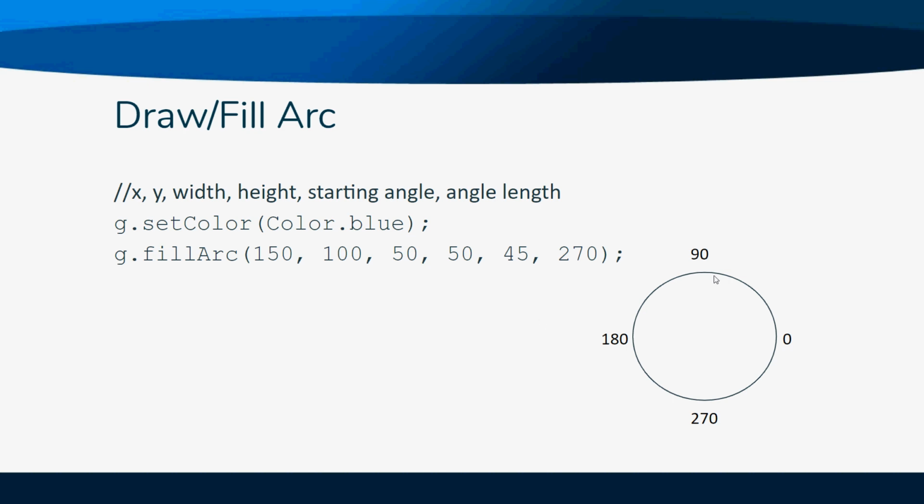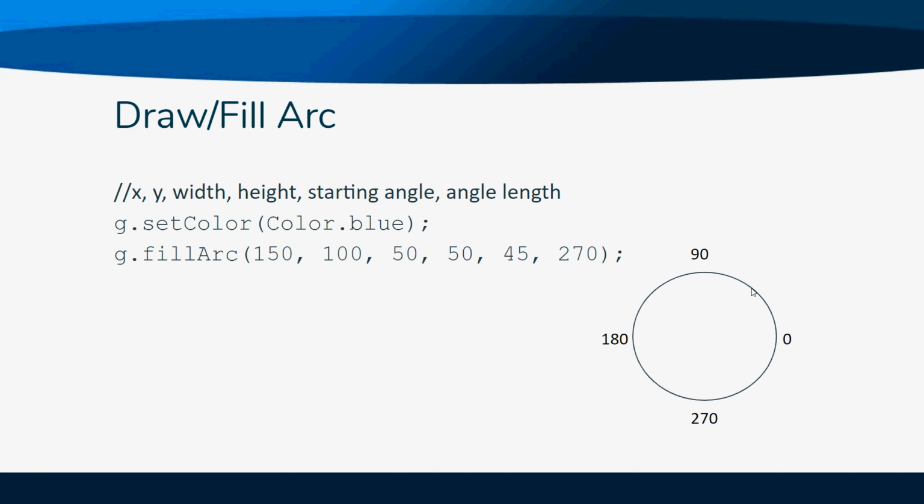Okay, fillArc fills in like a Pac-Man shape, which is what I'm going to do. So I'm setting the color to blue, and then 150, 100 is the upper left corner of the arc. And then this is the width and height still. This time we have two additional values: the starting angle of the arc and the overall length of the arc. If you remember back from math, we've got 0 over here, 90, 180, kind of like degrees. 45 would be about here, so that's where we want our little Pac-Man arc or pie shape to be.